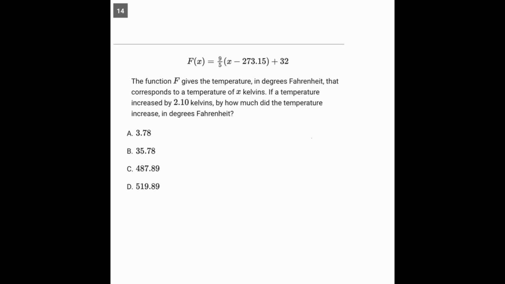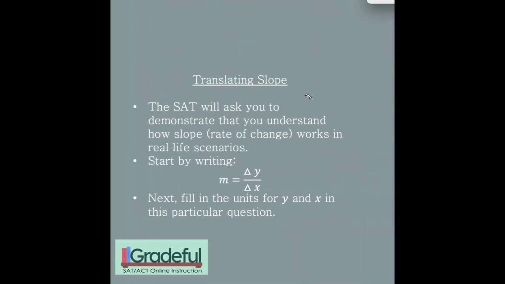Going over to question number 14 now. Here we have a question that we refer to as translating slope. In these questions, the SAT will ask you to demonstrate that you understand how slope works in some kind of real life scenario. So you start by writing slope is change in y over change in x, and then you fill in the details of the question.